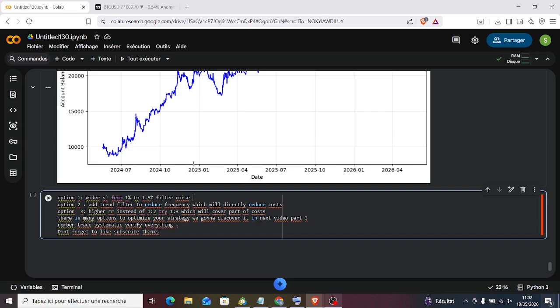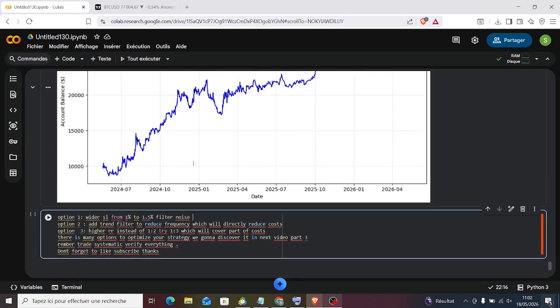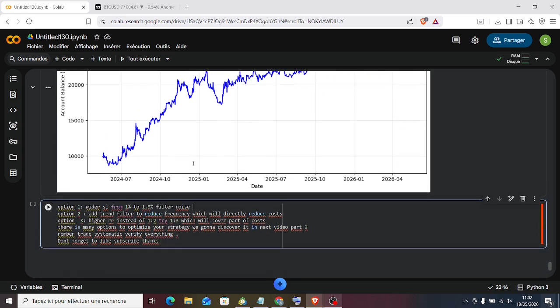Especially in crypto, trading costs are massive compared to forex pairs like EURUSD or GBPUSD, where costs are relatively small. And this is exactly what we are going to explore in Part 3. In Part 3, we'll optimize the strategy logic, improve the Python engine, and see whether this strategy can actually survive the real market. See you in the next video.